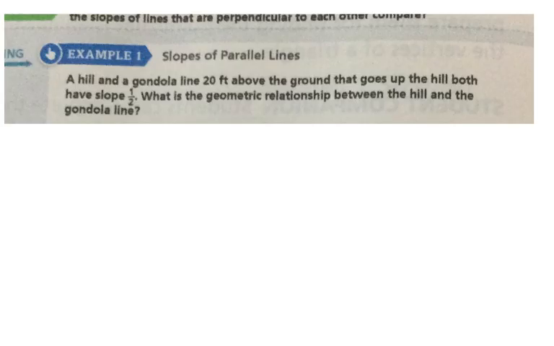It says here, a hill and a gondola line 20 feet above the ground goes up a hill, and they both have a slope of 1/2. What is the geometric relationship between the hill and the gondola line? Okay, so you can imagine right here is your ground.